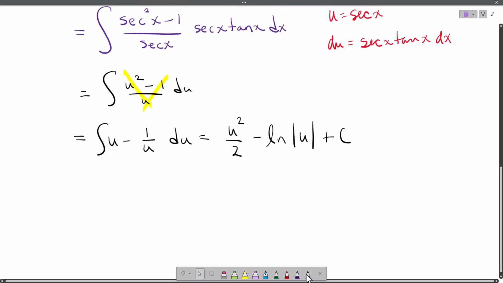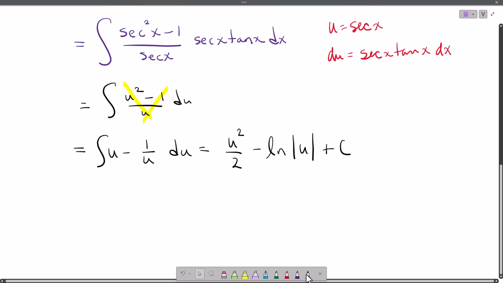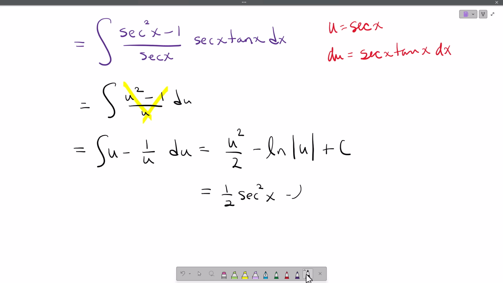And then all we have to do is back substitute back to the secants. So then we're going to have 1/2 secant squared of x, and then minus natural log. We need the absolute value bars to stay because secant does have negative values. Yeah, so tangents and secants. Oh my.